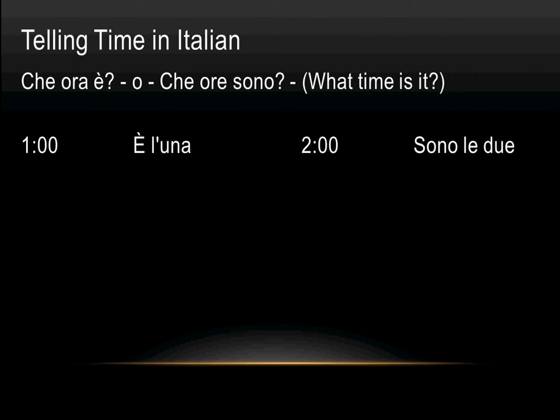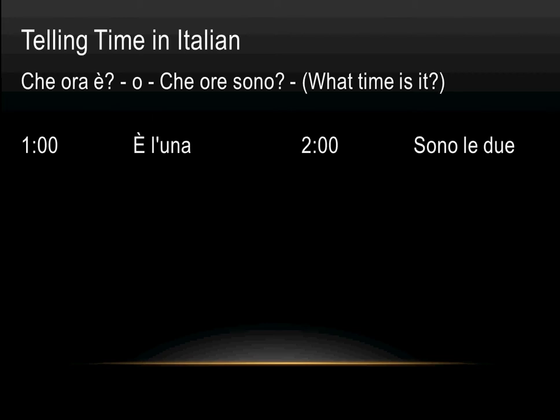Let's start off with 1 o'clock. 1 o'clock is the only hour that is singular. All the rest of them are plural, and all of them are feminine. Since it's singular, the form of essere that we're going to use is the third person singular, è. And the definite article is going to be l', elle apostrophe. The reason being is it's a singular feminine noun that begins with a vowel. So, che ora è? È l'una. It's 1 o'clock. See, una being singular feminine, l'una, è l'una.